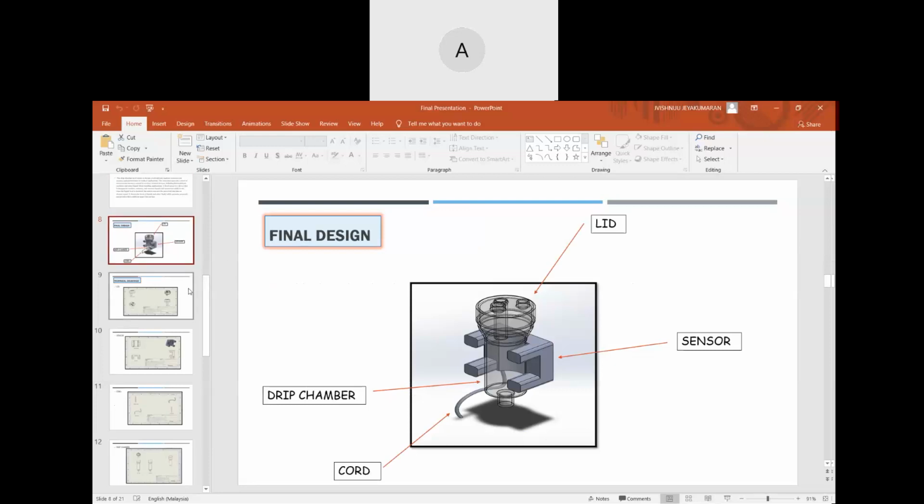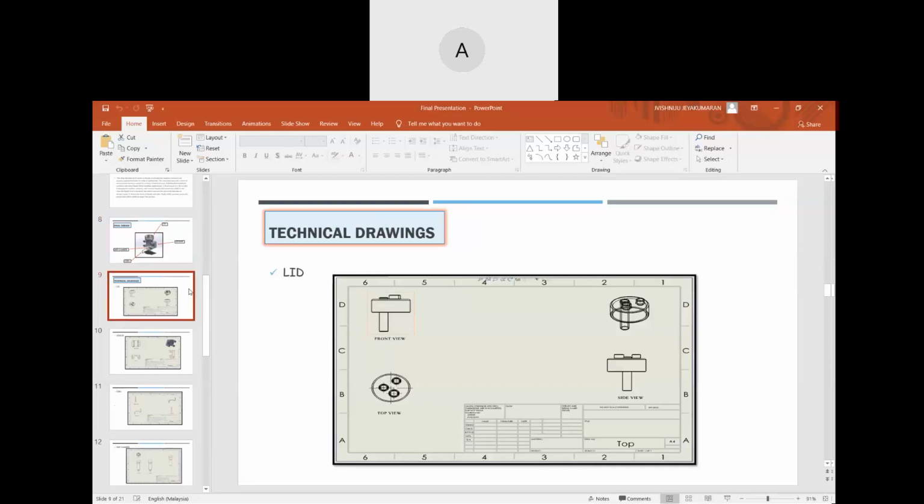Okay, this is our final design for our project. This design is focused on the size of the sensor, the level of the water indicator, and the length of tubing. This selection was important because it will affect the function of the drip sensor. So we have decided on the best design that we can use in any medical department.